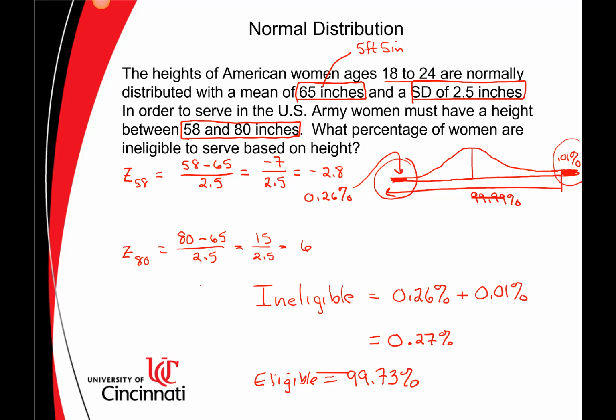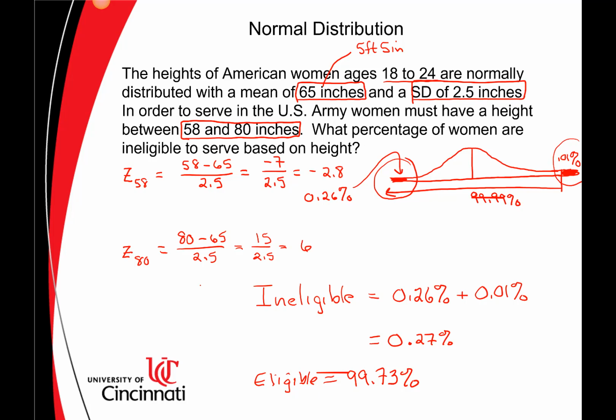Out of every 10,000 people, try and put this in a different perspective for you. Out of every 10,000 women who show up to enlist, 9,973 meet the height requirement. There are only 27 women out of every 10,000 who do not meet the height requirement. Does that make sense?